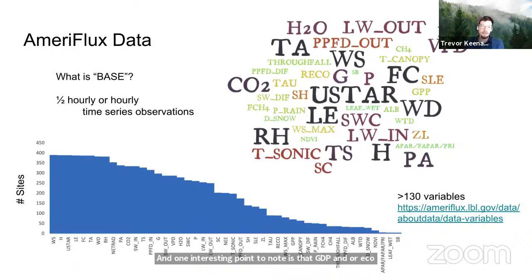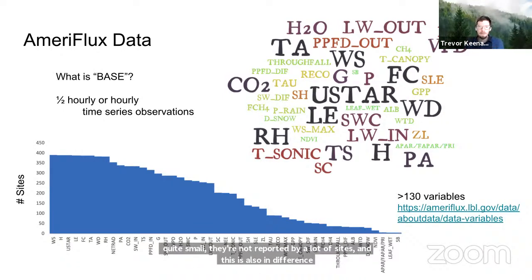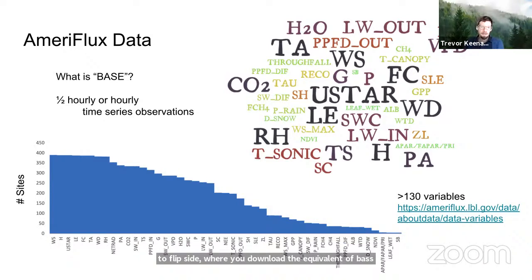And this is also in contrast to FluxNet, where you download the equivalent of base from FluxNet, you'll get GPP, this partitioned data. We don't do that in a standardized way at AmeriFlux.